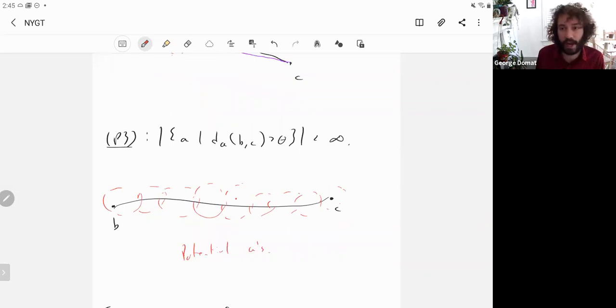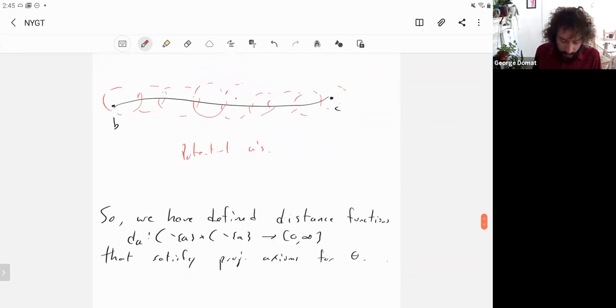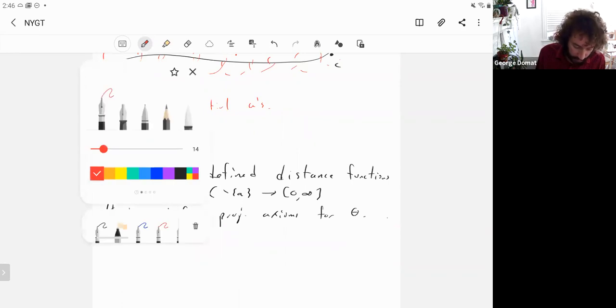Okay, but then again, you use the fact that our set is separated. So you can only have finitely many things. Great, so what have we done? We've defined distance functions now on our set that satisfy the projection axioms for this data. So what does that let us do, right?